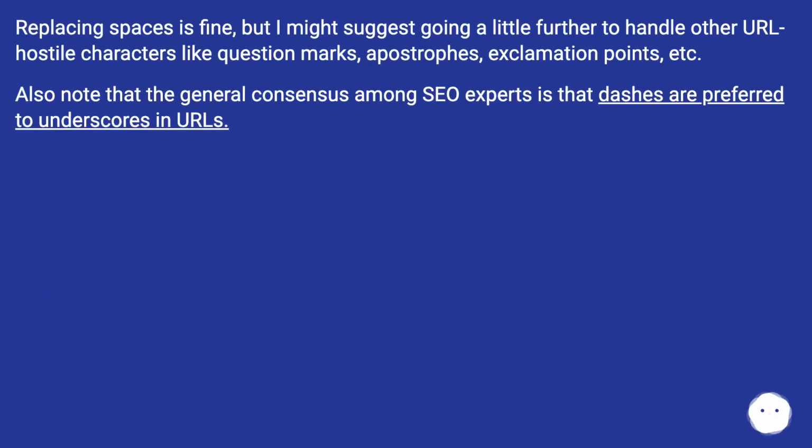Replacing spaces is fine, but I might suggest going a little further to handle other URL hostile characters like question marks, apostrophes, exclamation points, etc. Also note that the general consensus among SEO experts is that dashes are preferred to underscores in URLs.